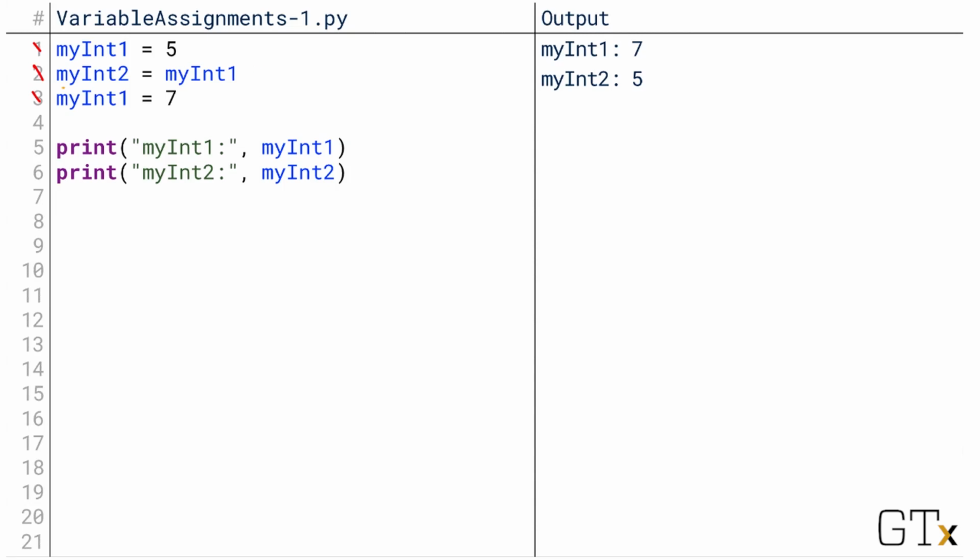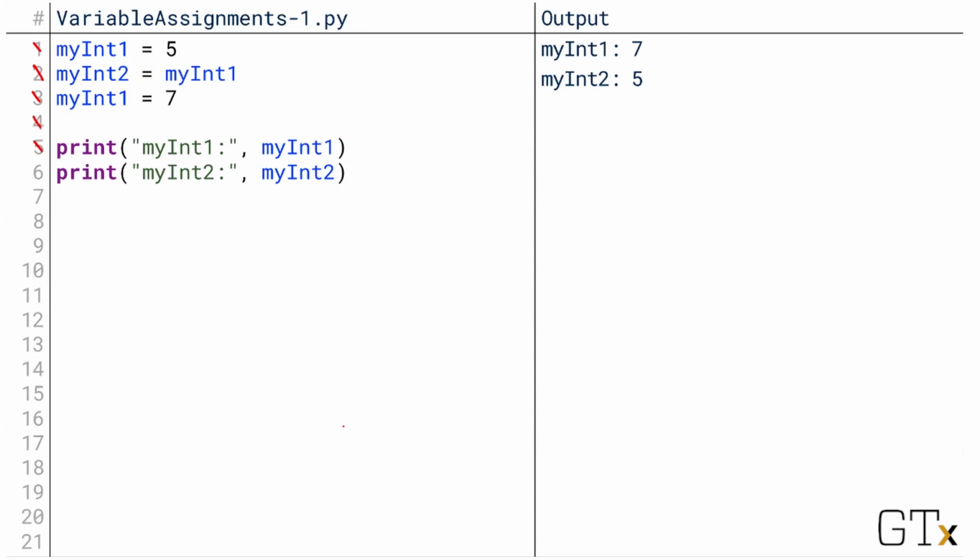Did we assign myInt2 only to the current value of myInt1? Or does myInt2 follow myInt1 around and copy its value whenever it changes? In other words, did we tell myInt2 you now equal the current value of myInt1? Or did we tell myInt2 you should always equal myInt1? We can check and see.